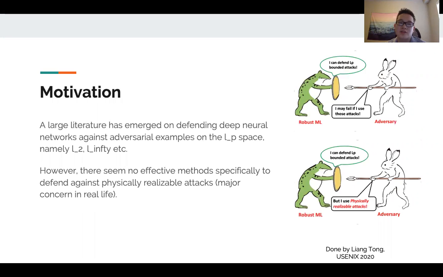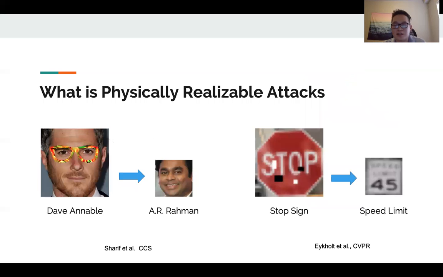First, I will go through a little about the motivations. People who know about adversarial attacks on deep neural networks may know that a lot of literature has now emerged on defending against such attacks in the Lp space. For example, randomized smoothing for L2 attacks and adversarial training for L infinity attacks. However, there's no effective method specifically to defend against physically realizable attacks. I know most of you don't know what physically realizable attacks are, so I will first go through it.